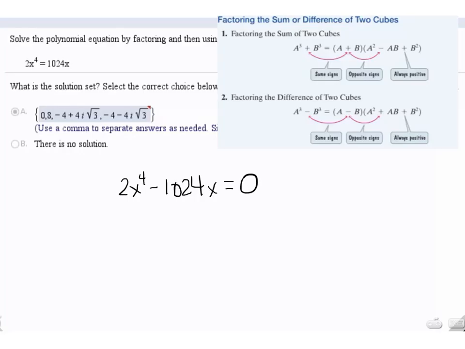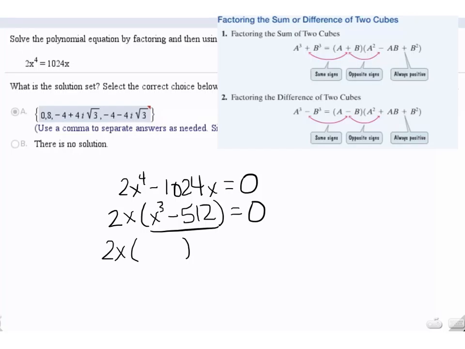Now, the first thing we want to do is factor out anything that both terms have in common. They're both even, so we can factor out a 2, and they both contain an x, so we can factor that out. What we'll have left is x cubed minus 512. And that part is the difference of two cubes. 512 is 8 to the third power. So we have 2x, and the way this factors is we have x minus 8. We take the cube root of both of those terms.